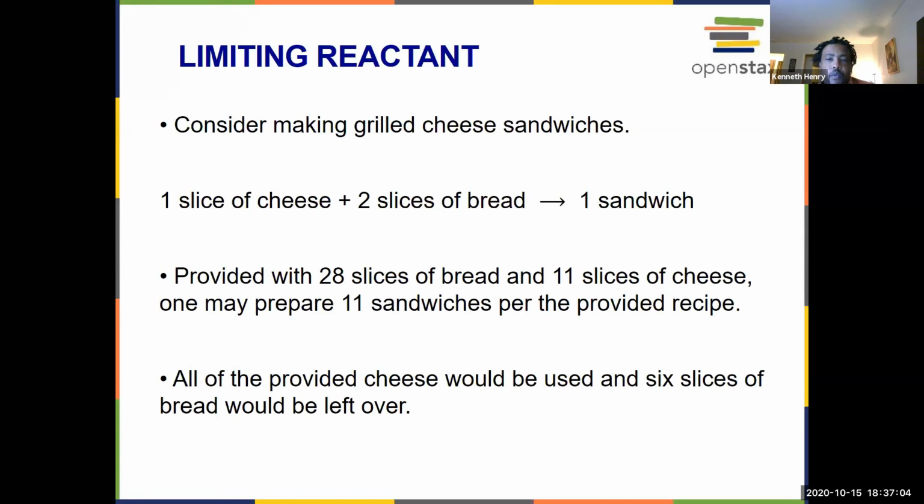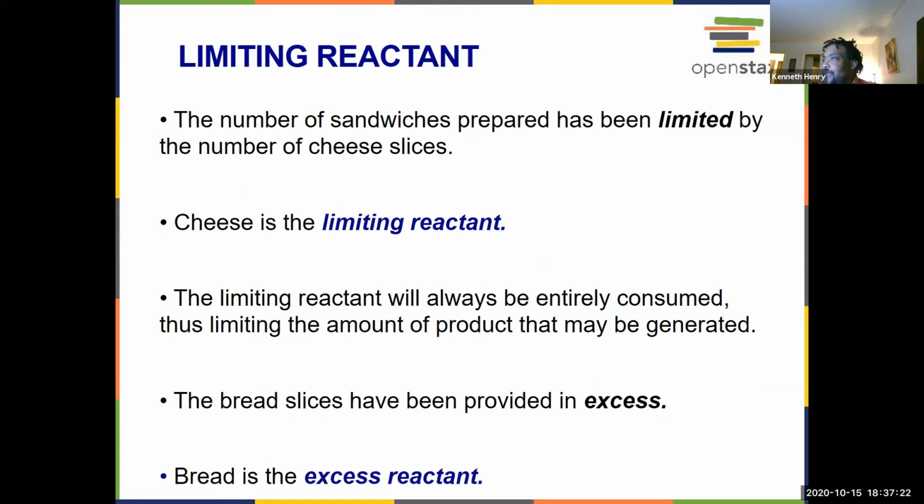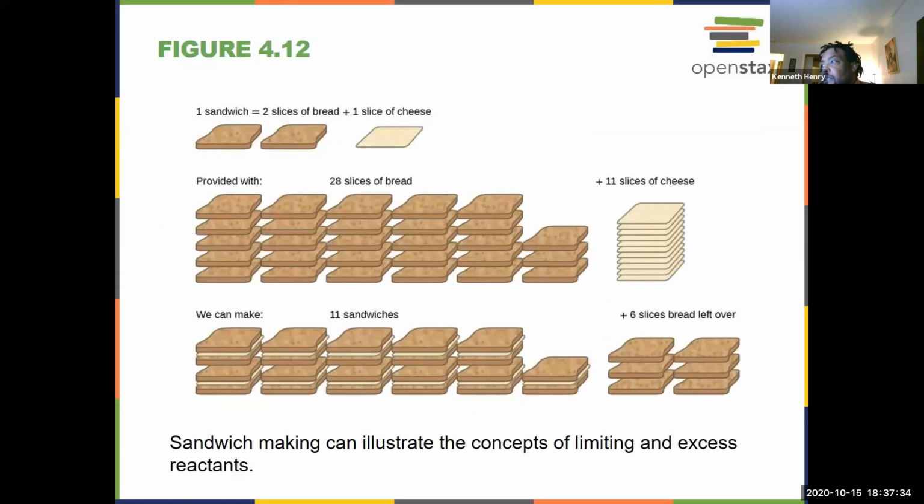So that means that we can only make enough grilled cheese sandwiches of the amount of cheese that we have, right? We only have 11. Make sense? Now, this applies to chemistry, believe it or not. It doesn't only apply to cooking, right? So we would define the bread as being in excess, cheese limiting, okay? And this is just showing you that.